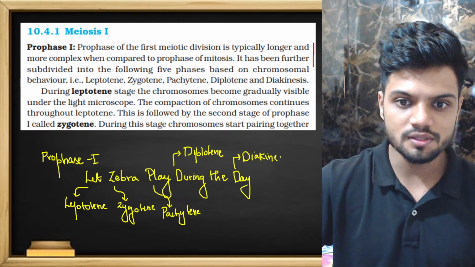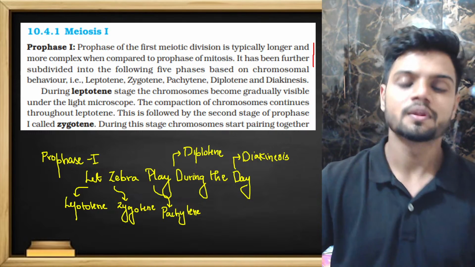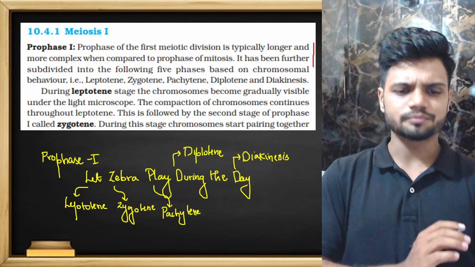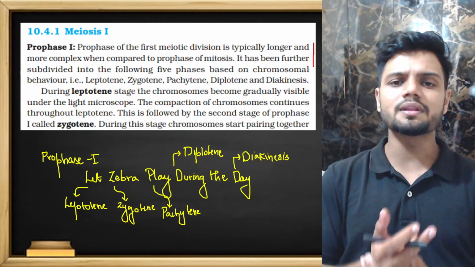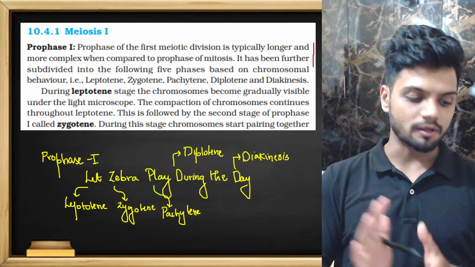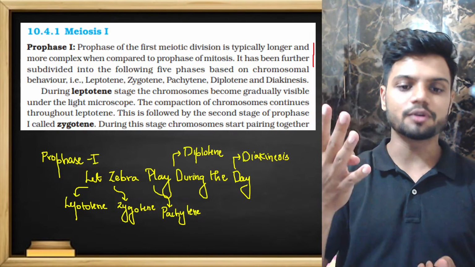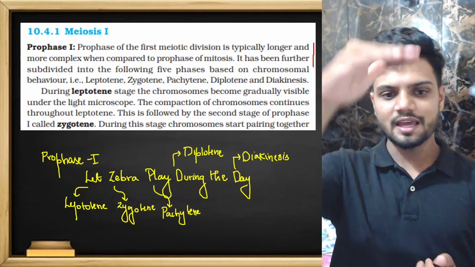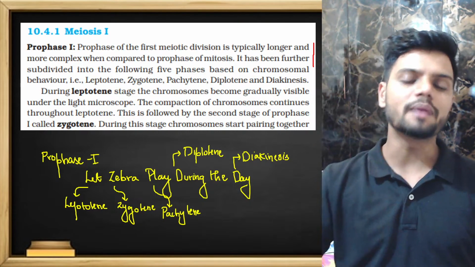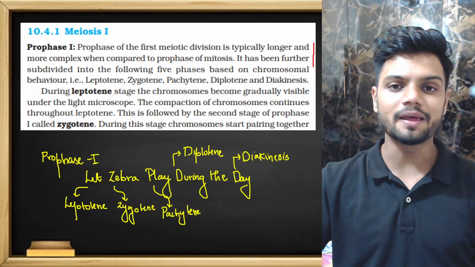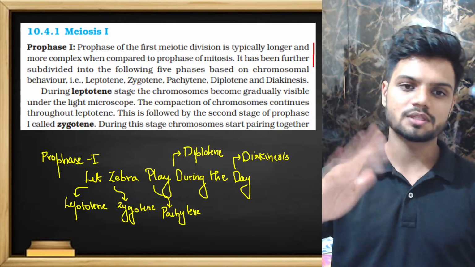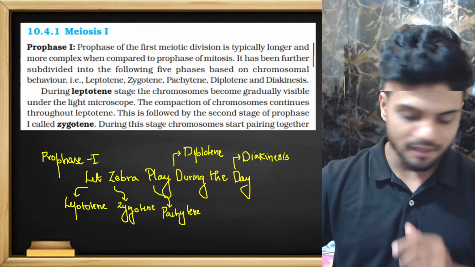Now students, this order is also very important. In examination, sometimes they can ask the order directly. They can ask you to tell the order of prophase 1. So you are supposed to tell the proper order: leptotene, zygotene, pachytene, diplotene and diakinesis. The same order has to be maintained. And what is the trick, students? Let zebra play during the day. That is a small trick.